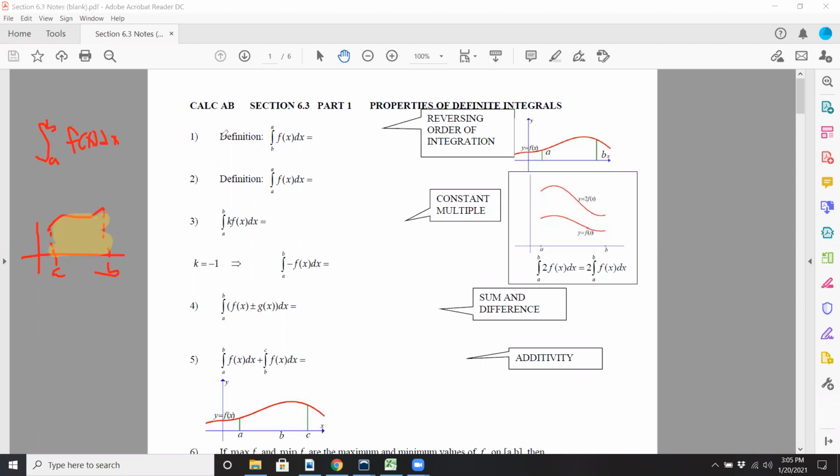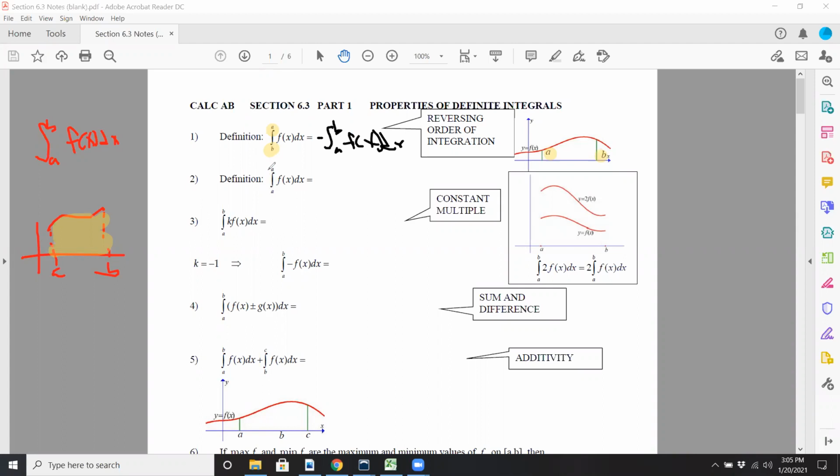Now, what if you put the B on the bottom and the A up top, even though B is bigger than A? When that happens, you're going to say it's negative from A to B of f of x dx. It's going to be the negative counterpart when you reverse the order. So going from left to right is considered the positive area, right to left is considered the negative area.